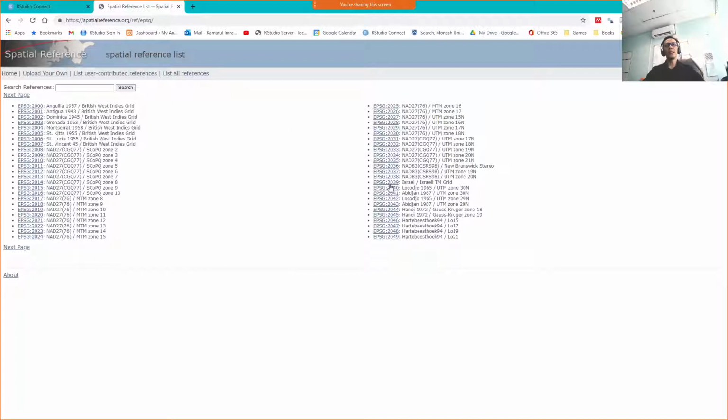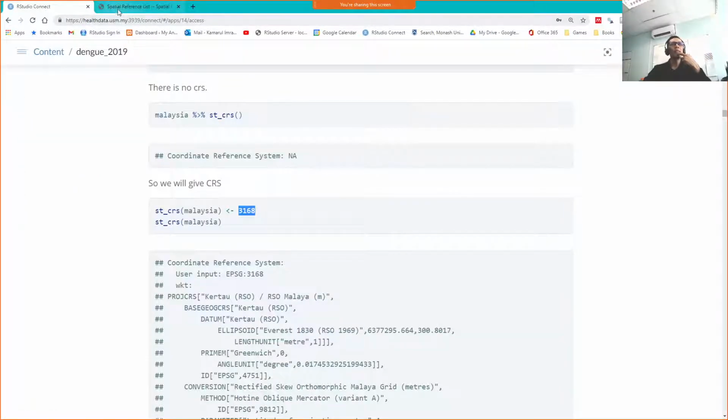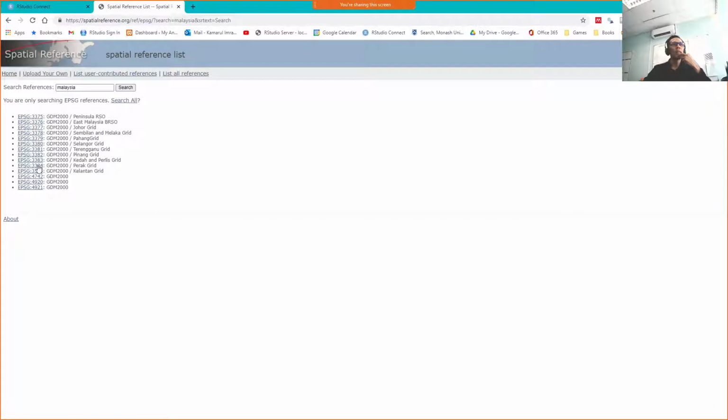And then you can search for Malaysia. For Kelantan, the EPSG is Malaysia 3376, right? 3376 or 3375, yeah, almost the same lah. Okay, the one that I use is what? 3168. Okay, this is GDM. Because this is GDM. 3168.